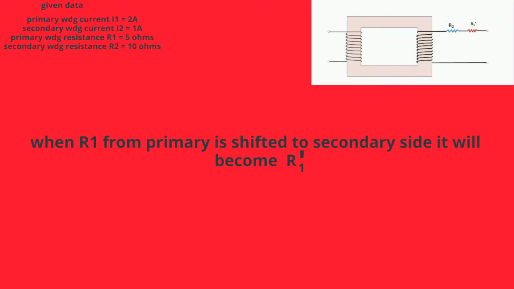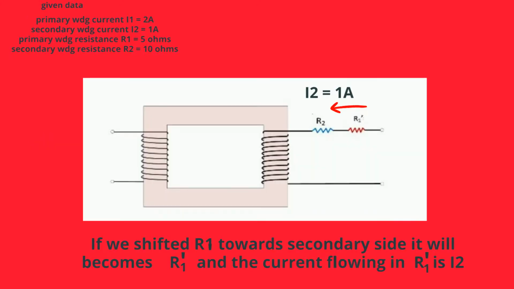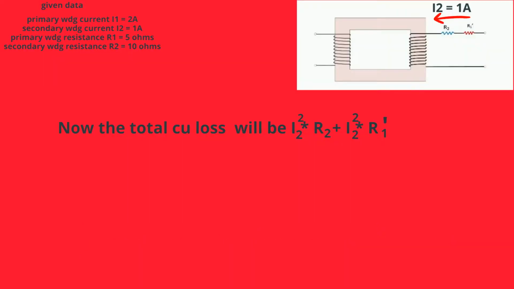When R1 from the primary is shifted to the secondary side, it becomes R1 dash, which is represented in the transformer winding diagram. And the current flowing in R1 dash is I2, that is 1 ampere. Now the total copper loss will be I2 square into R2 plus I2 square into R1 dash. And this will be equal to 30 watts, that is the total copper loss in the transformer.